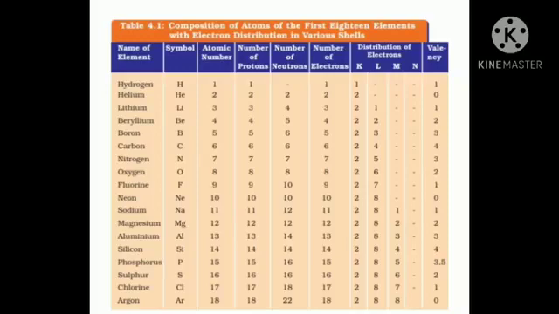K shell contains 2 electrons, the remaining goes to the next shell, 4. L contains 4. The valency is 4.